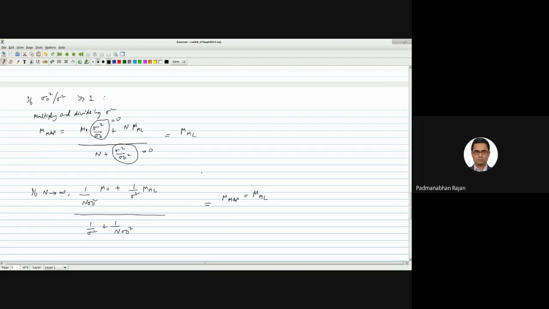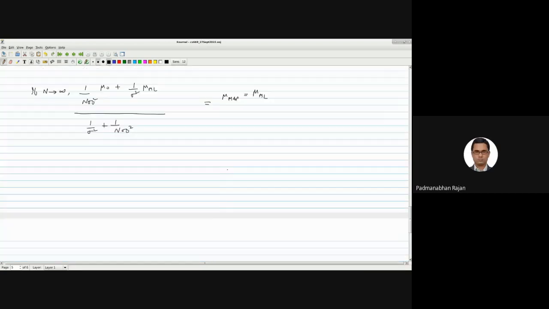When should we use MAP estimate rather than the maximum likelihood estimate? When we have a large amount of data, or when we have a small amount of data? You should use it when you have less data, because if you have a large amount of data, your ML estimate and MAP estimate will be almost the same. Okay, sir.